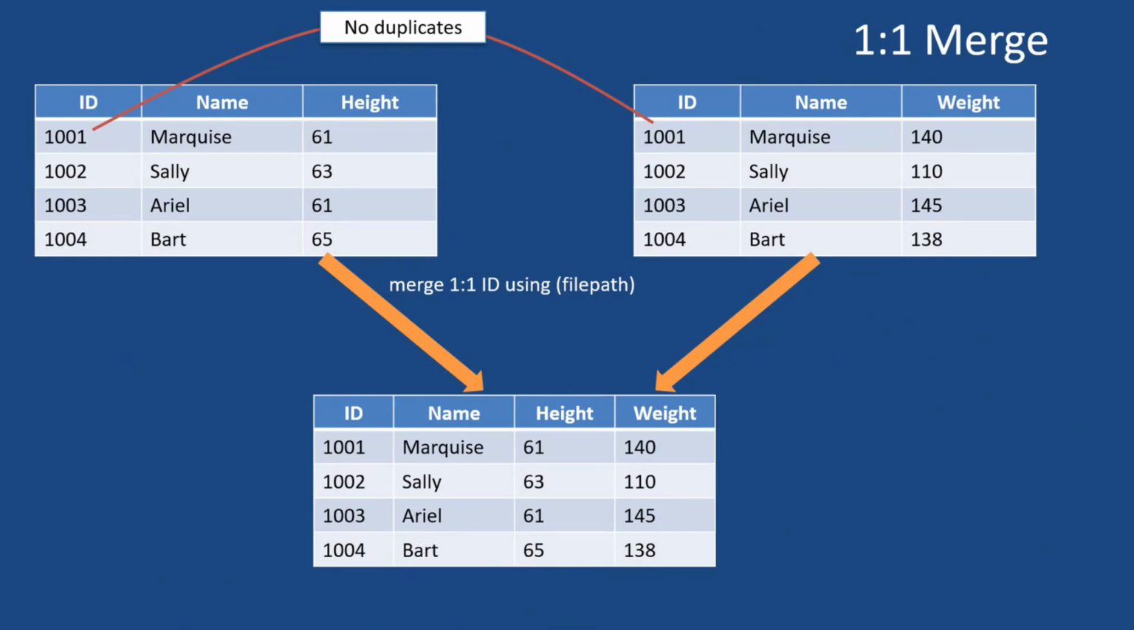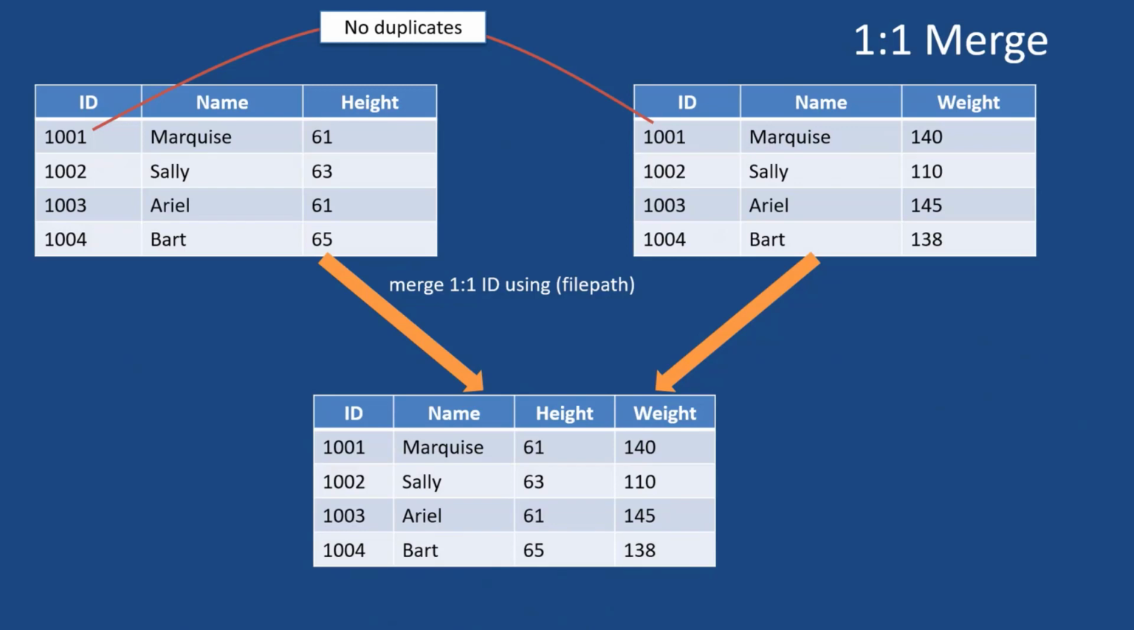So this is a one-to-one merge. Let's say you've got these top two data sets. One data set has height, one data set has weight, and we've got this variable called ID, which is nice because it's a number. Each person only appears once in your master data on the left and in your using data on the right.